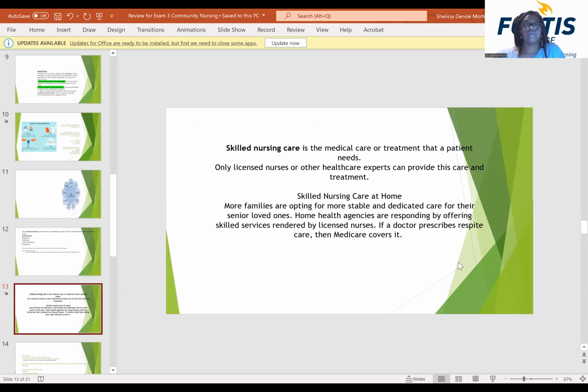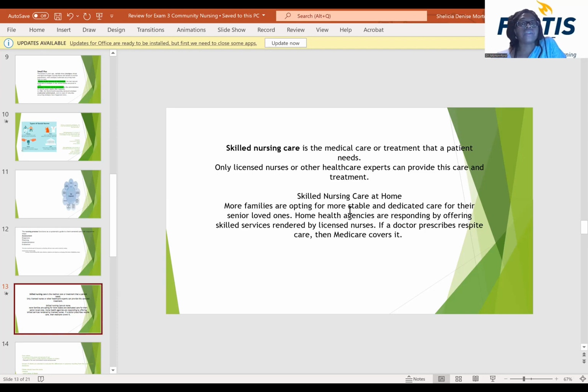So skilled nursing care is the medical care or treatment that a patient needs. Only a licensed nurse or other healthcare expert can provide this care and treatment. So when a person gets ready to be discharged back into the community, you will have to consider, well, hey, which environment does this patient need to go to? Do they need to go to a skilled nursing care facility? And we'll talk about that on another slide, or do they need that transitional care? But if they need the skilled nursing care, the person would need a licensed nurse or some other healthcare expert to provide that care.